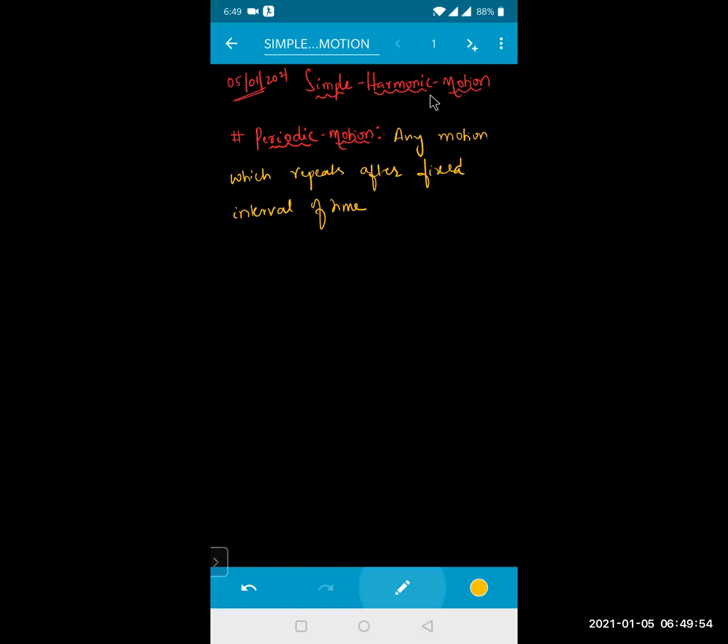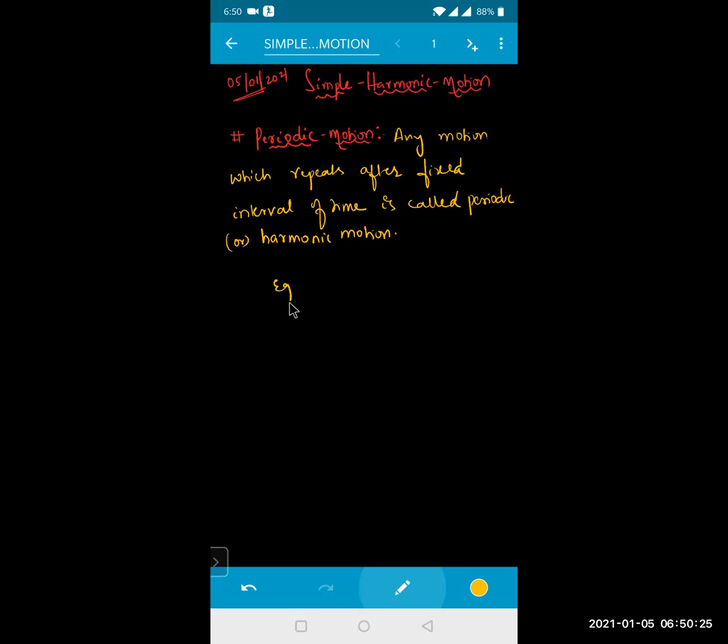In simple harmonic motion, we are first talking about periodic motion. Any motion which repeats after a fixed interval of time is called periodic motion, also called harmonic motion.